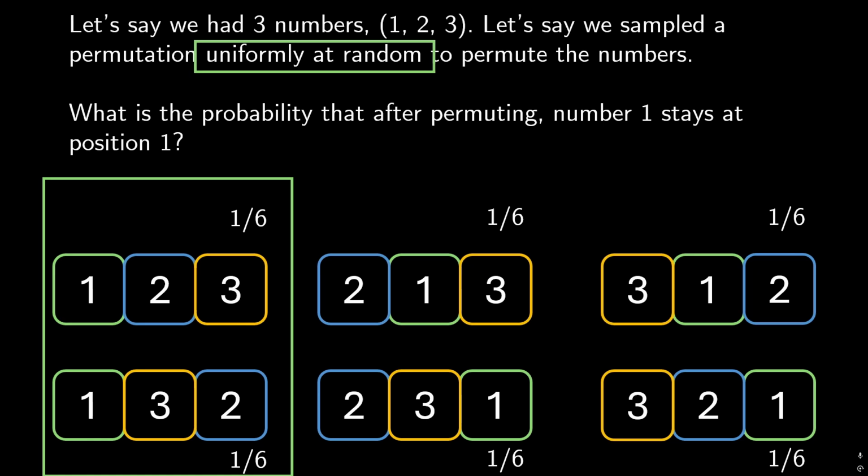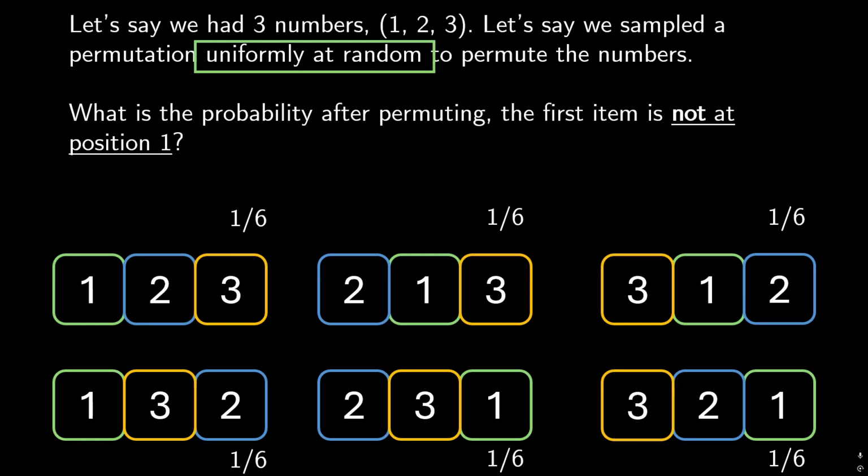This forms our event: the number 1 stays in position 1. There are 2 possible outcomes in our event, and the probability of this event happening is the sum of the probabilities of the individual outcomes, which is 1 over 6 plus 1 over 6, which is 1 over 3.